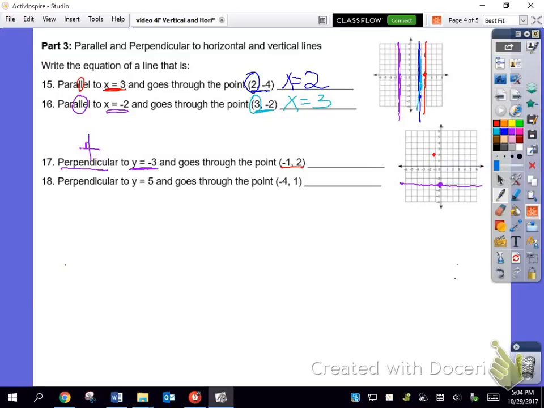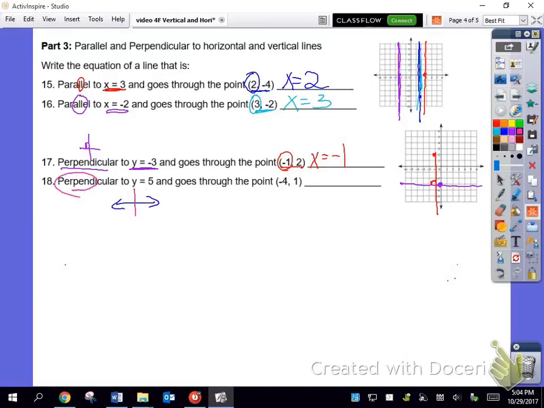Now if it's perpendicular, that means it needs to go down so that they intersect. So if it goes down, it's not going to be y equals, it's going to be x equals. And so look at who's in the x, -1. So perpendicular to y equals 5. So remember, y is going to go across. Y equals 5 is going to go across. And I want it to be perpendicular.